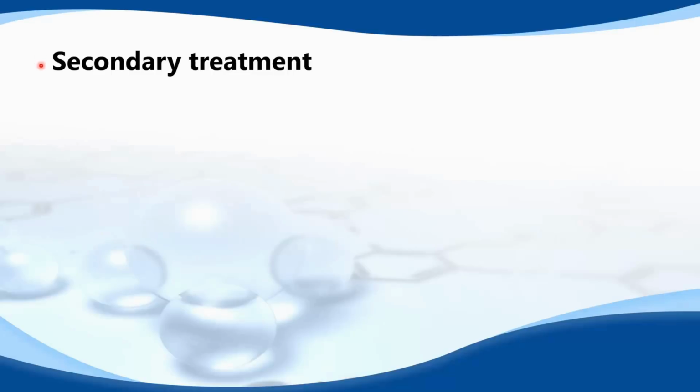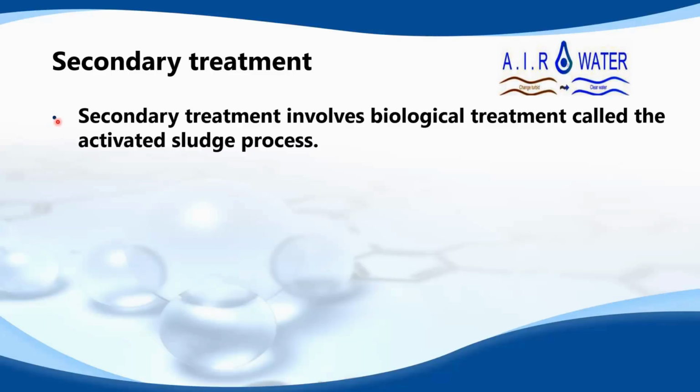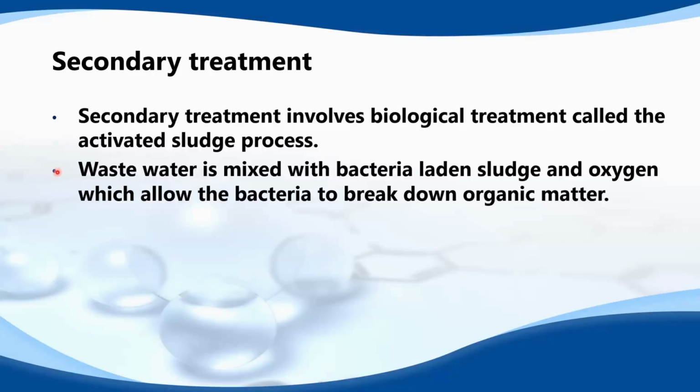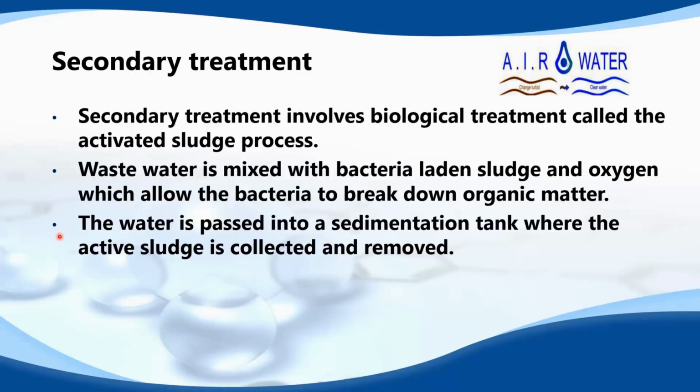Next, we look at secondary treatment. Secondary treatment involves biological treatment called the activated sludge process. Wastewater is mixed with bacteria-laden sludge and oxygen, which allow the bacteria to break down organic matter. The water is passed into a sedimentation tank where the active sludge is collected and removed.